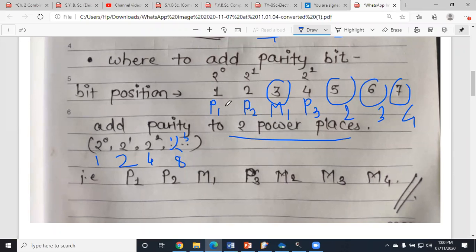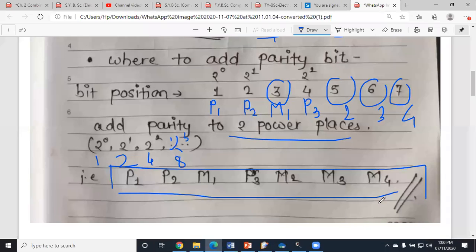See, this is what is written here. P1, P2: first I have 2 parity bits. After that, M1 is there. After that, P3 is there. After that, M2, M3, M4. This is nothing but your entire 7 bits of data, which you are going to transmit.